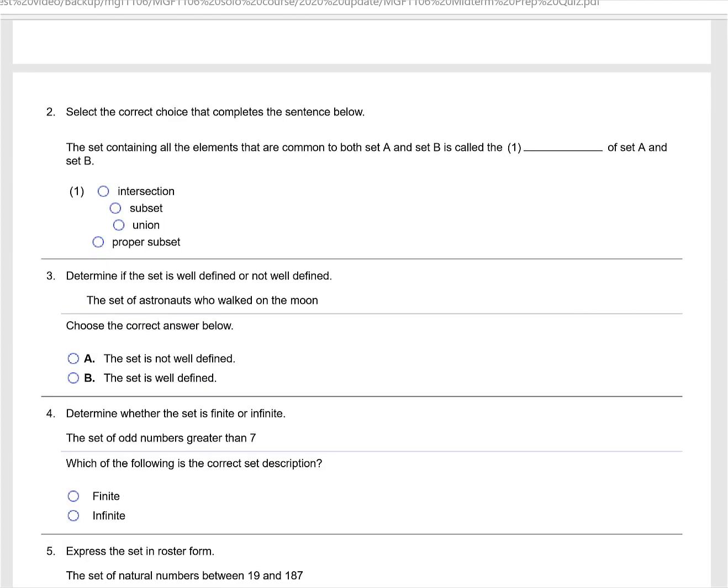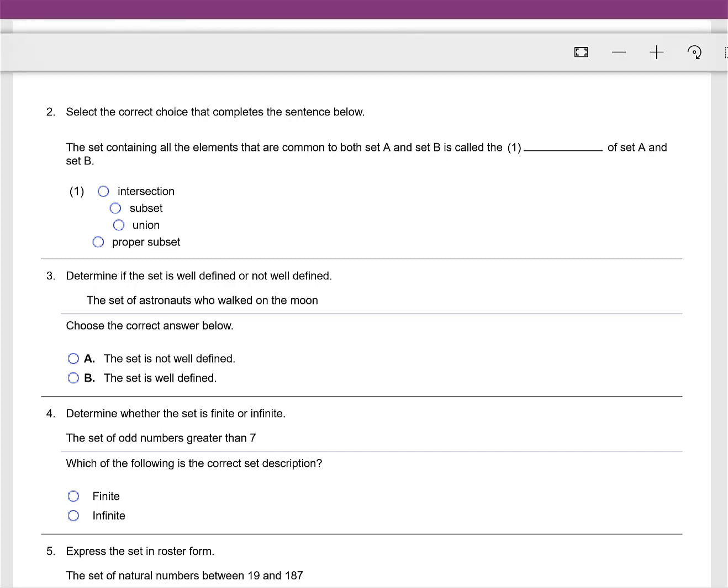So question number 2, the set containing all the elements that are common to both set A and set B is called the blank of set A and B. So elements that are common to both A and B is called the intersection.